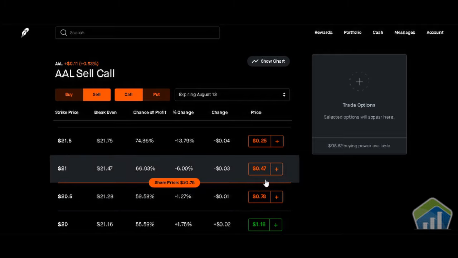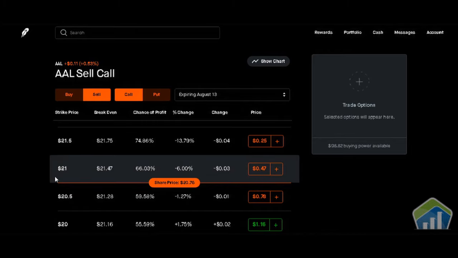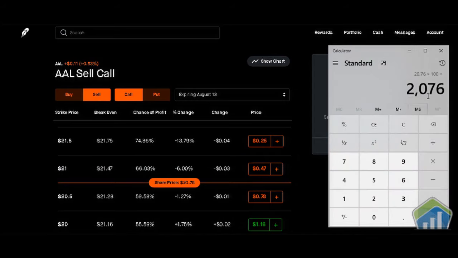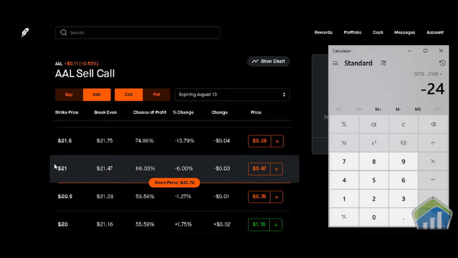They're going to give you that money up front, right? $47 up front. And basically what happens is, if the price goes up from $20.76 to $21 or above, it's going to sell off your 100 shares, right? So let's do the math. $21 times 100 shares is going to be $2,100, right? If we pull the calculator up, that's $2,076 what you spent, minus $2,100 equals $24. So you're going to make $24 just off the sale of this going from $20.76 up to $21.